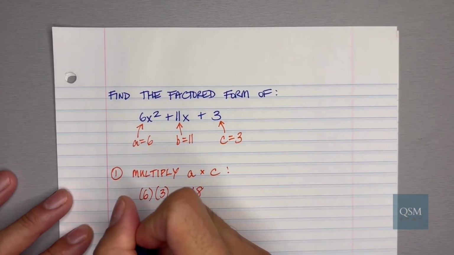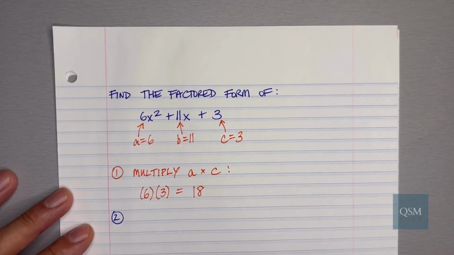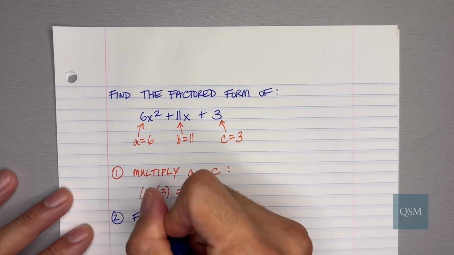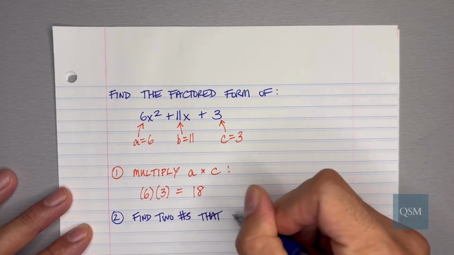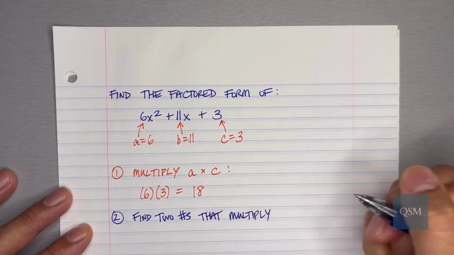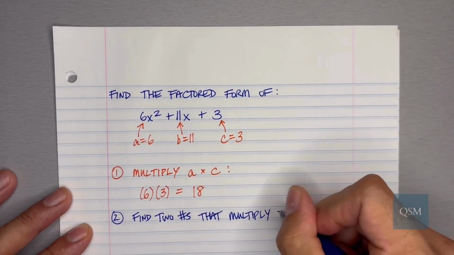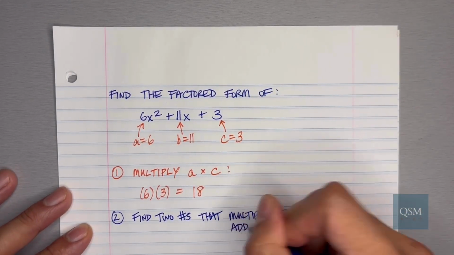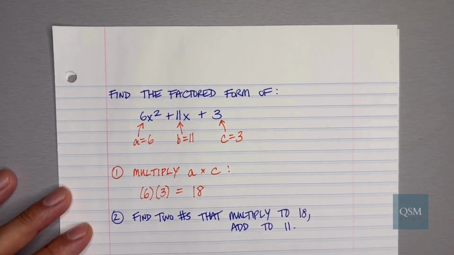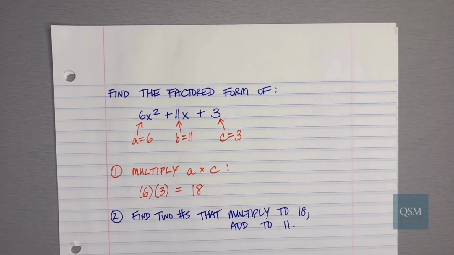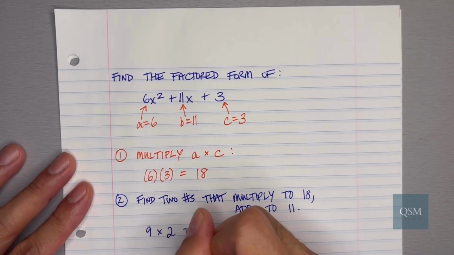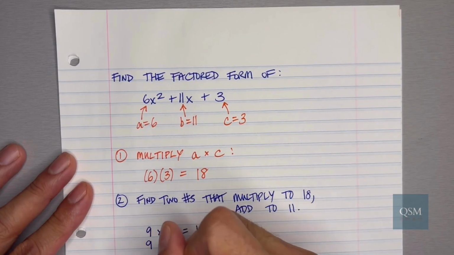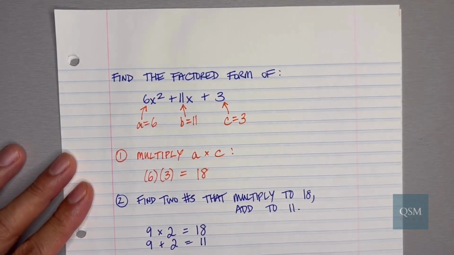Next step is to find two numbers that multiply to 18 and add up to the middle number, b, which is 11. And what are those two numbers? So this helps if you know your times tables, but those two numbers are 9 and 2, because 9 times 2 is equal to 18, and 9 plus 2 is equal to 11.